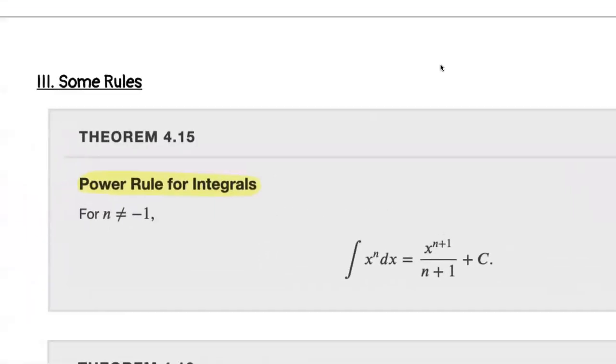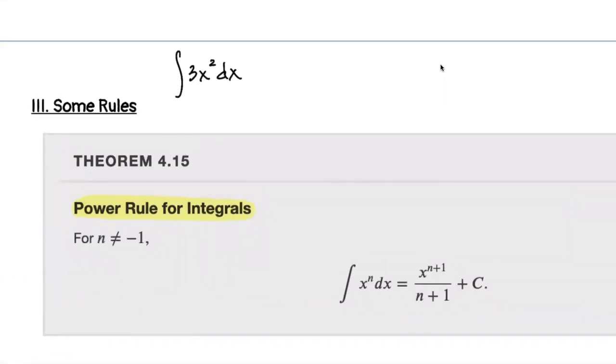Let's use that example, all right? So let's say that the integral of 3x squared dx. That would be another way of saying the function is 3x squared. I want you to find the antiderivative. In particular, the function is 3x squared, and what we want to find is the antiderivative, also known as the integral, okay?